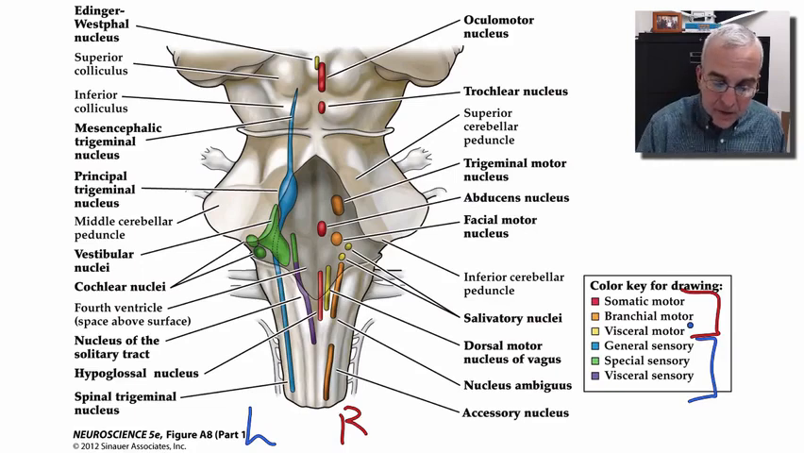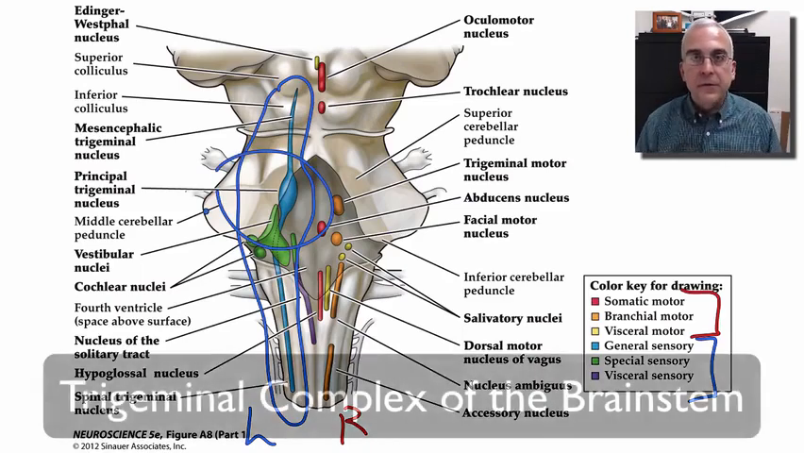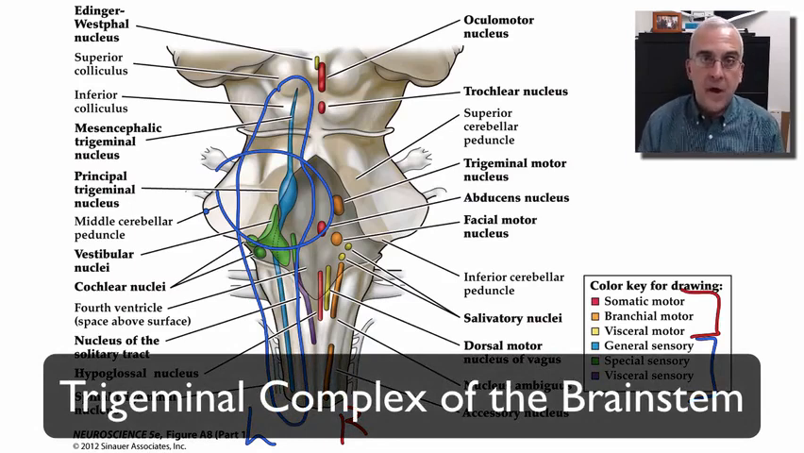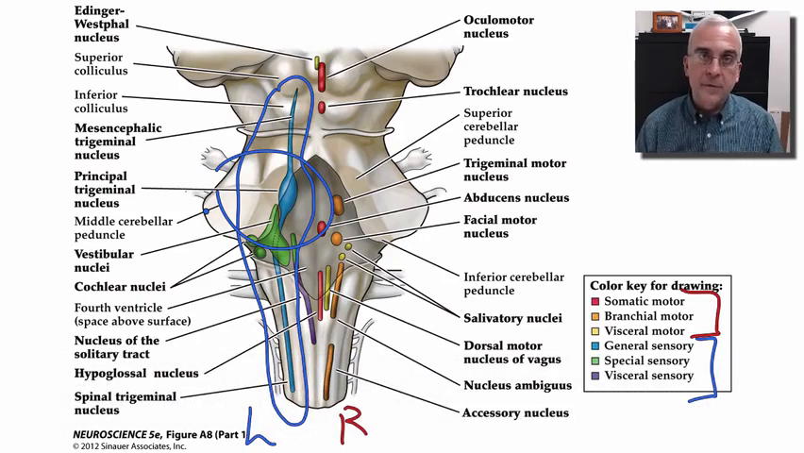One of them is this long structure in blue that has this sort of bulbous region right in the middle. This is the trigeminal complex of the brainstem. It can be divided into several subnuclei. We'll spend a fair amount of time talking about this particular complex of nuclei. It's all associated with the trigeminal nerve, and it's all associated with sensations derived from the face. But different parts of this nucleus receive different aspects of facial sensation.